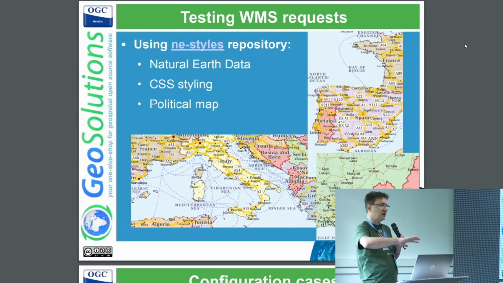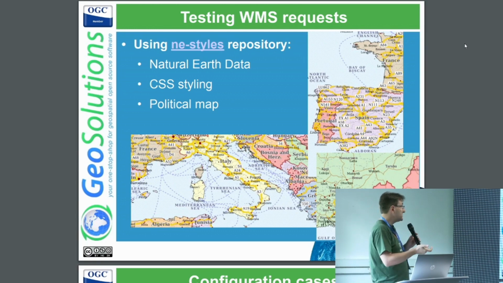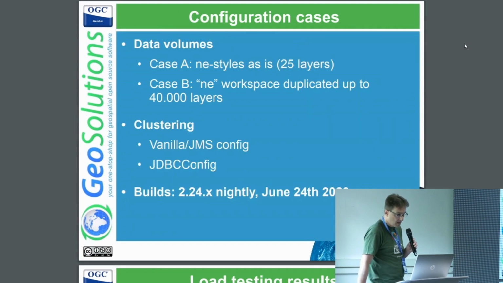Vanilla and JMS are pretty much the same. Configuration is always kept in memory. JMS just spreads messages to update the in-memory configuration. JDBC config is different because it's talking to a database, at least some of the time.